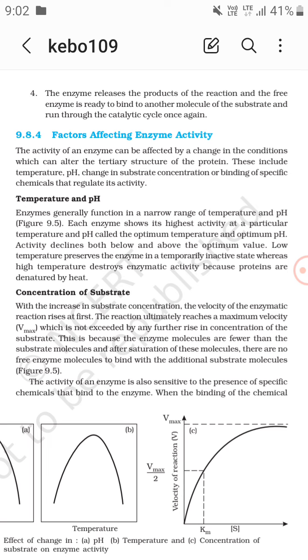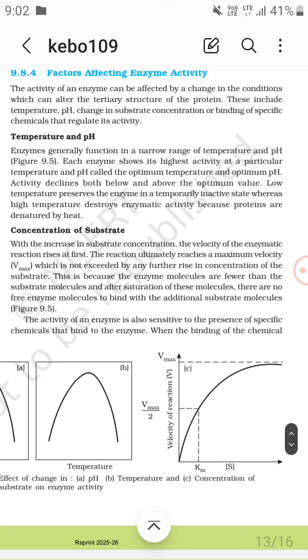Low temperature preserves the enzyme in a temporarily inactive state, whereas high temperature destroys enzyme activity, except for Thermus aquaticus, used in biotechnology, because proteins are otherwise denatured by heat. Now, concentration of substrate.